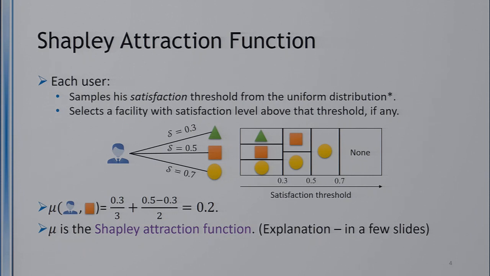So basically, this simple and intuitive decision-making process makes it pretty straightforward to see that we can compute the probability of that user being attracted to, for example, the orange facility. And this function mu, which computes the attraction probabilities, is what we call a Shapley attraction function. And this asterisk here says that it is not necessarily the uniform distribution. You can just plug in whichever distribution you like, and I only used the uniform distribution for this example.